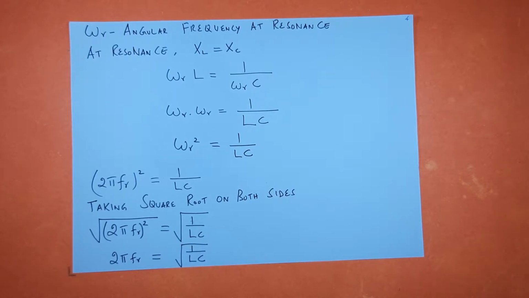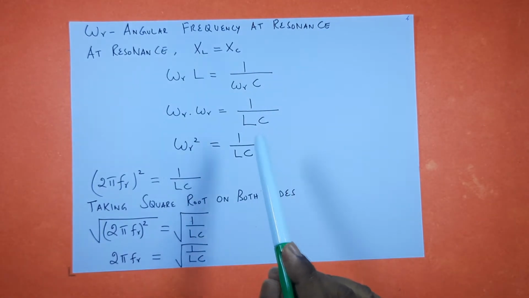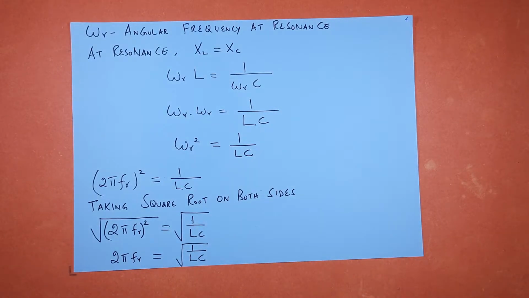At resonance, the angular frequency is omega R. Omega R is the angular frequency at resonance. At resonance, XL equals XC. You can write omega R L equals 1 by omega R C. So this omega R you take to the left hand side, and this L you bring to the right hand side. Omega R into omega R equals 1 divided by LC. So omega R square equals 1 by LC. Omega R you can write as 2 pi FR, the whole square equals 1 by LC.